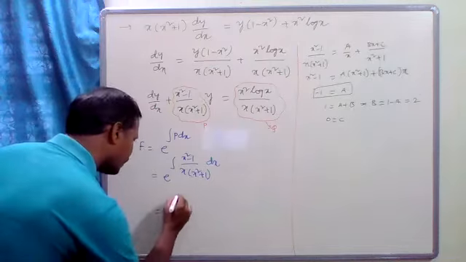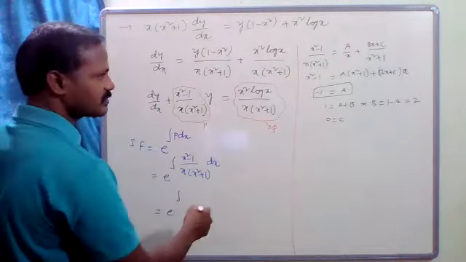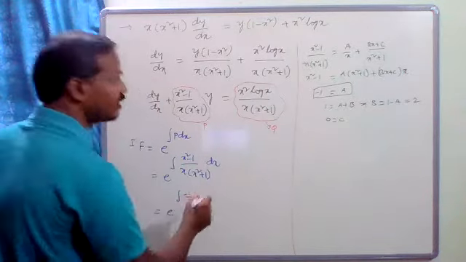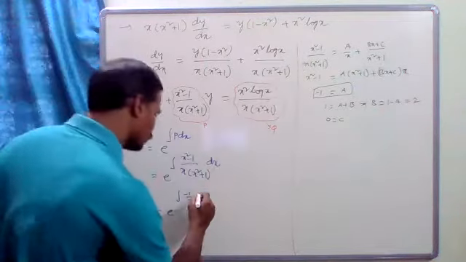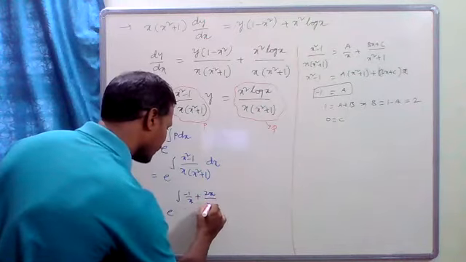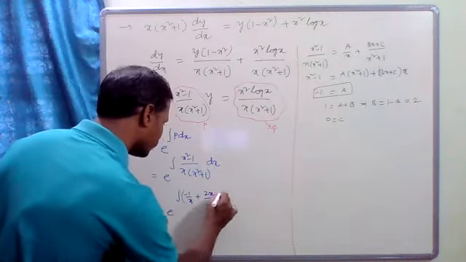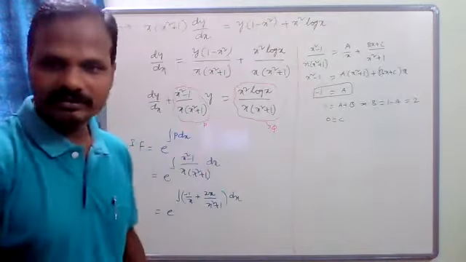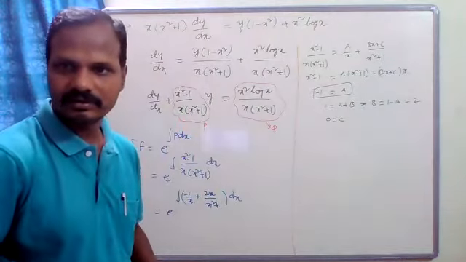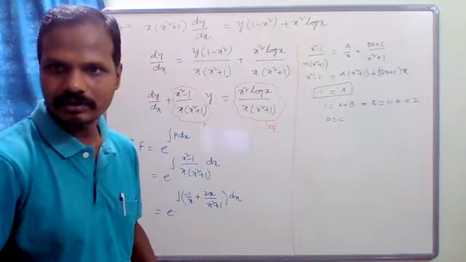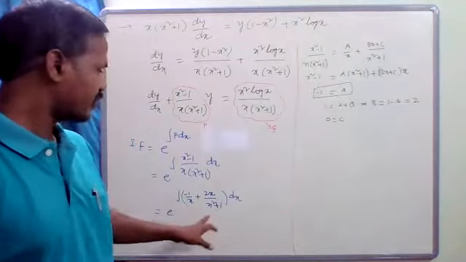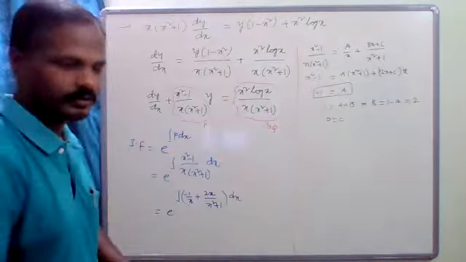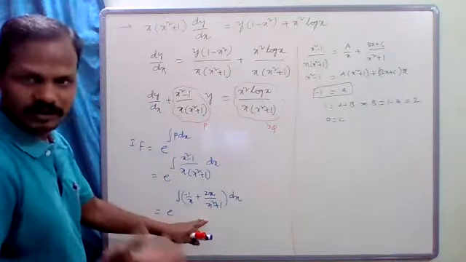So e^∫(A/x + (Bx + C)/(x² + 1)) dx. A value −1, so −1/x, plus Bx + C, B value 2, so 2x/(x² + 1) dx. Is it clear? How are you, Pavan? Are you okay? Partial fractions. Okay, good. Now you have to integrate.